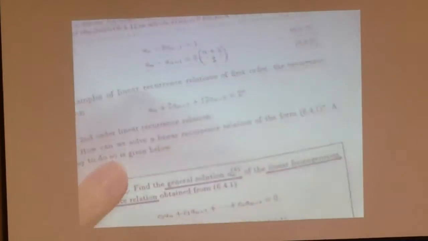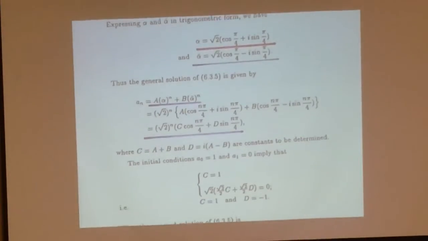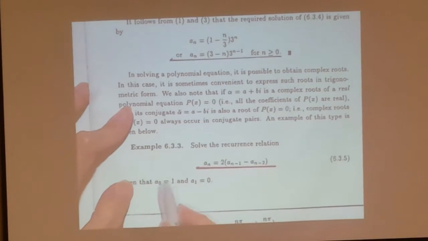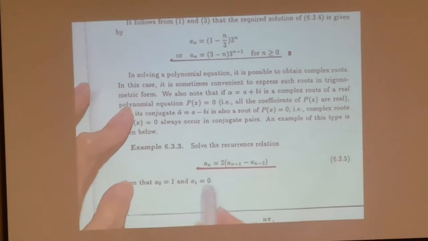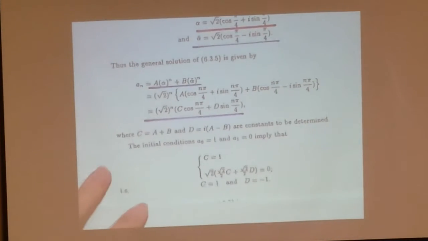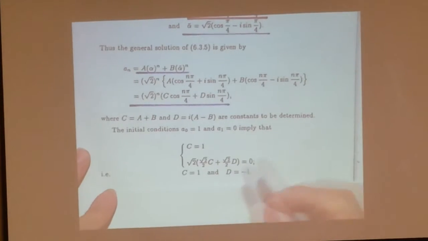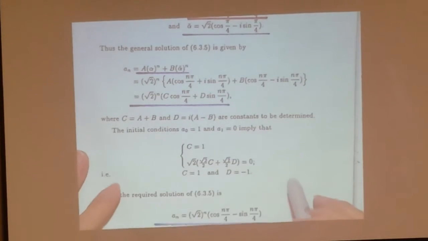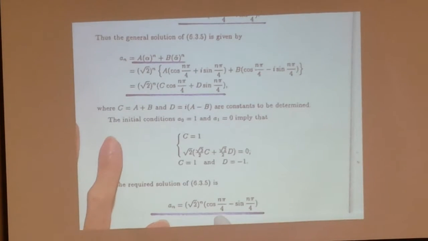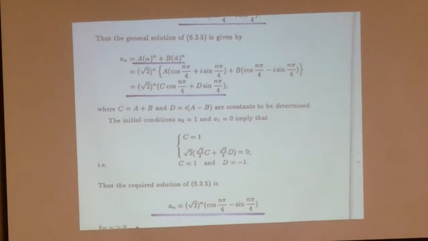And remember you have initial conditions. You are given a 0 is 1, a 1 is 0, right? So you can substitute inside here and then solve for C and D. And eventually the final answer will be in terms of cosine n pi over 4 and sine n pi over 4.